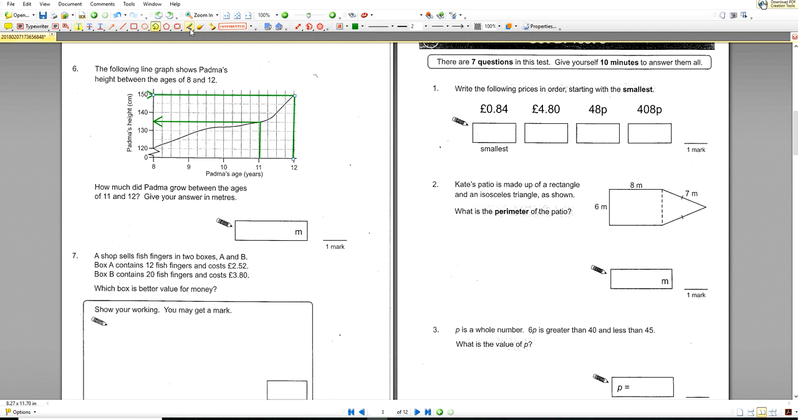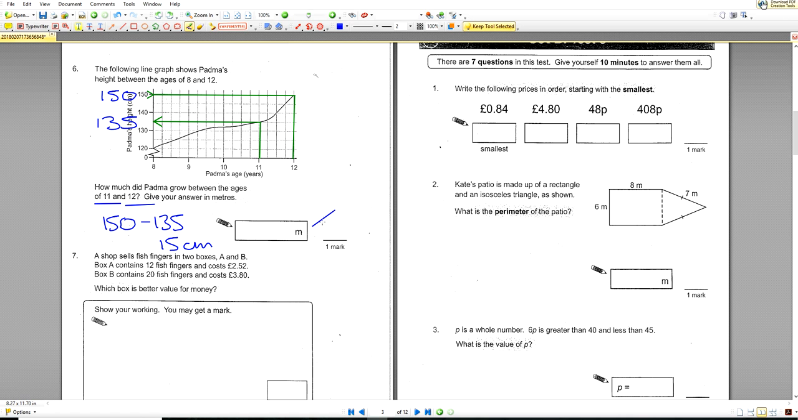All right, let's get rid of that tool now and get back to pen. So we have 120, 130, 135 is over here, and that's 140, 145, 150, 150 over there. Okay, so how much did Padma grow between the ages of 11 and 12? It'll be the difference between 150 and 135. So for question number 6, the answer will be 15 centimeters.